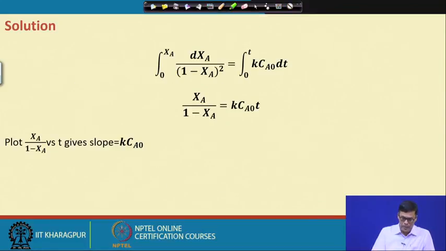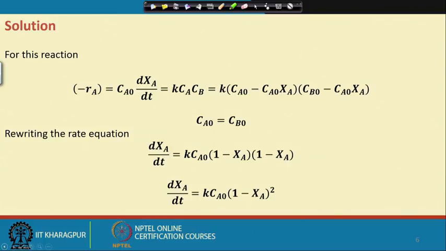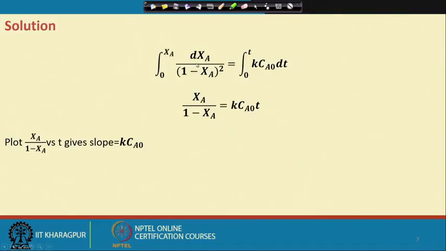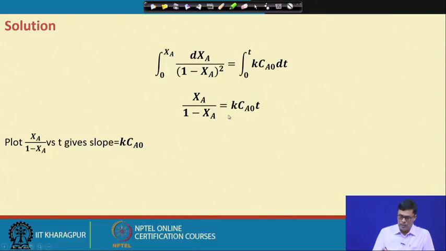Now, once you get this equation, I can take 1 minus Xa to this side, and dt I can take to this side. So I can write dXa divided by 1 minus Xa square equal to K into Ca0, and then if you do the integration, we'll get this equation: Xa by 1 minus Xa equals K into Ca0 into t.